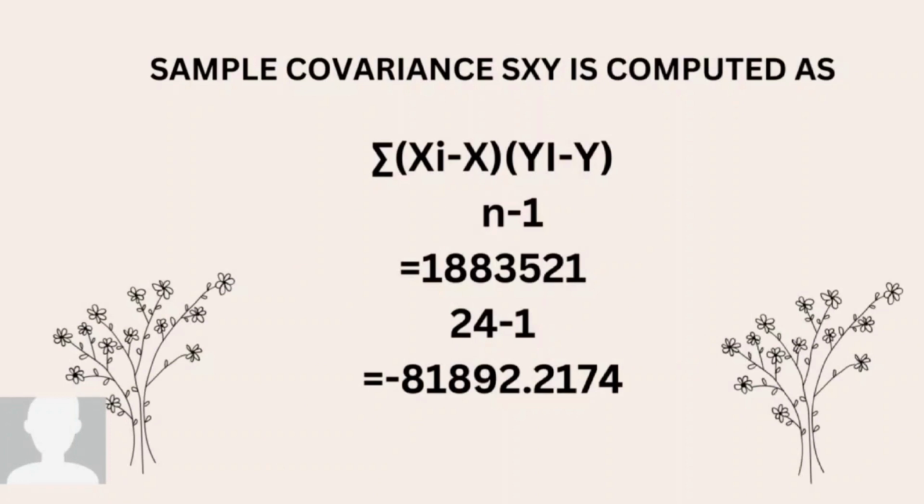Next, we will find the sample covariance. I'm using the formula sum of xi minus x bar multiplied by yi minus y bar, divided by n minus 1. So the covariance of all of the data, I got 1883521. Then I need to divide it by 24 minus 1, so I got negative 81892.2174.